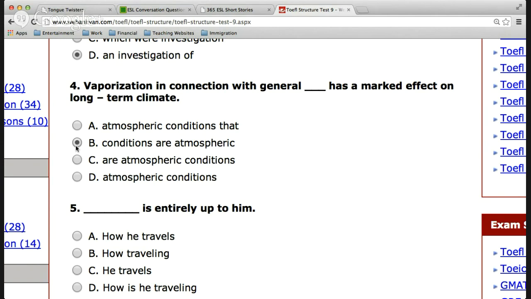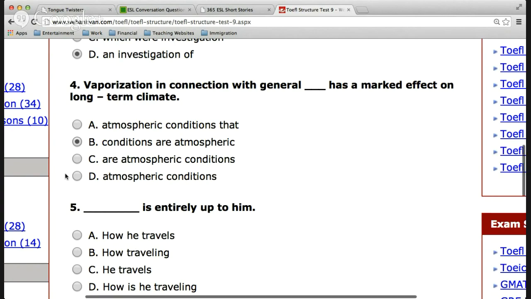They say that it will be conditions are atmospheric, but it does need the comma. And again, that's my only issue with this website, that they leave out vital punctuation that helps you answer the question correctly. But yes, Amparo, you would be right in another situation. Okay. All right, number five.